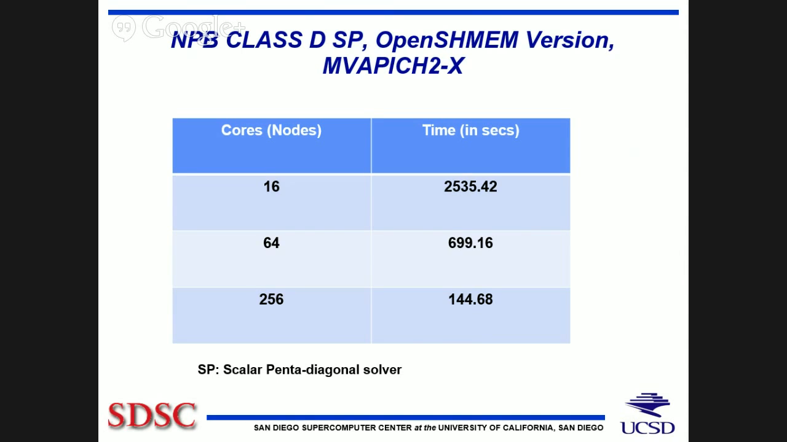So that was the UPC version. I ran the same benchmarks with the OpenSHMEM version, again MVAPICH2-X only. One different benchmark, the Scalable Penta-diagonal solver, starting with 16 cores. I think this benchmark needs the core count to be a perfect square, so that's why you have 16, 64, and 256. And you can see they're scaling really well, going from 16 cores to 256 cores. And this is using OpenSHMEM.